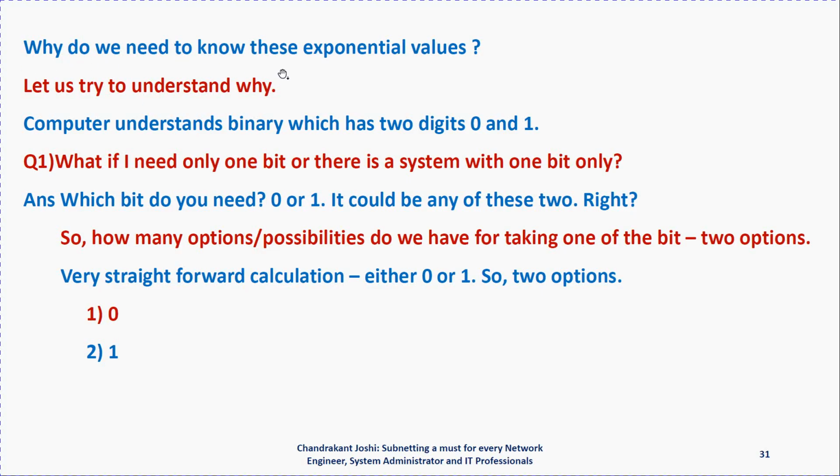Why do we need to know these exponential values? Let us try to find out the answer for that. Suppose we have a binary system with only a single digit. What are the possible values that we can write? That single bit can be written as 0 or it can be written as 1. So we see that there are two possible values, or it can be written in two different ways.